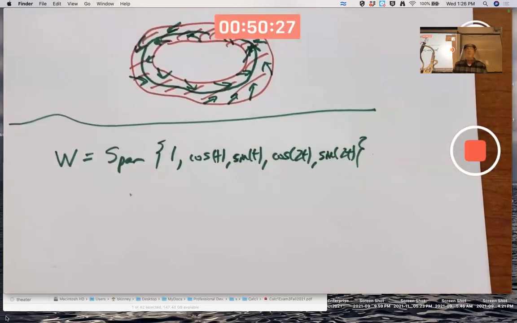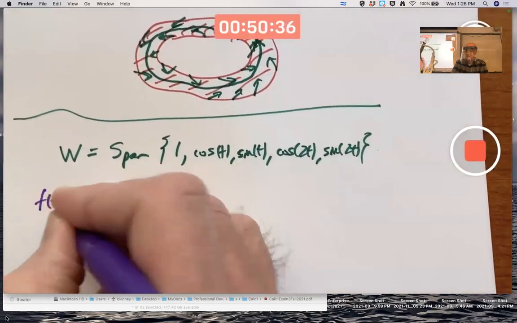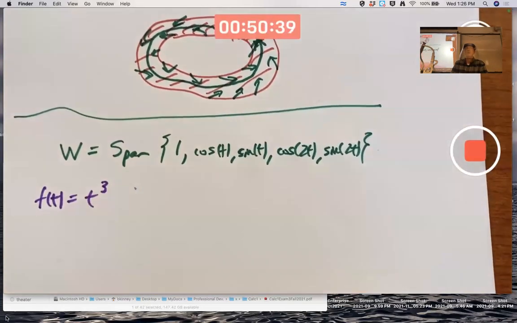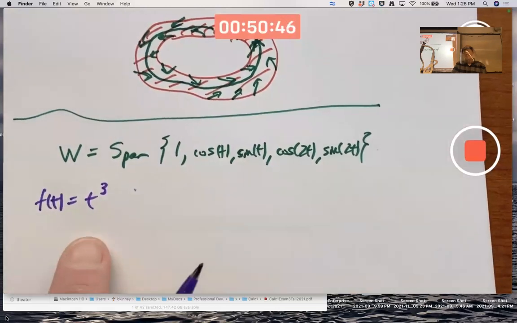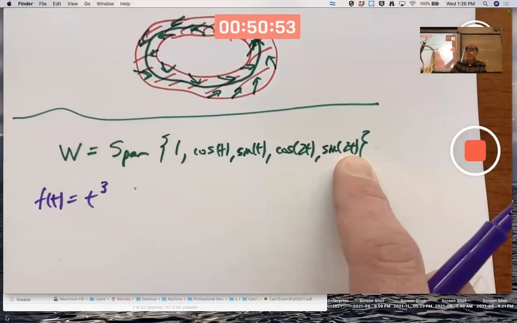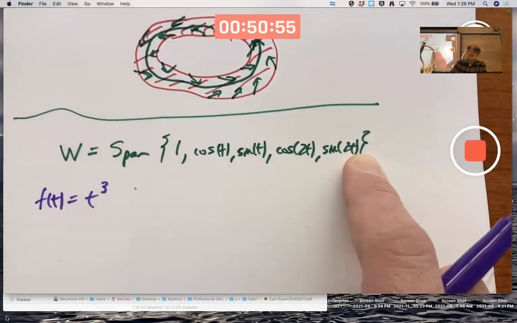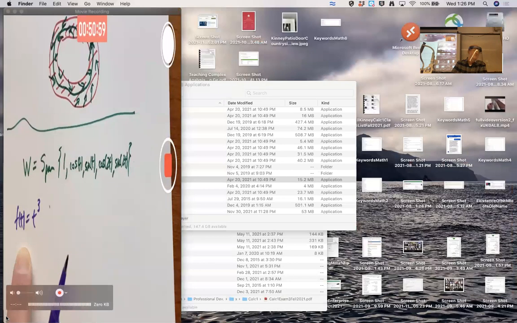And I could start with an arbitrary function, f of t equals, for example, t cubed. I think in the lecture I do t and t squared. And I could say, what function in W, that's a linear combination of these functions, is closest to this function over some interval?